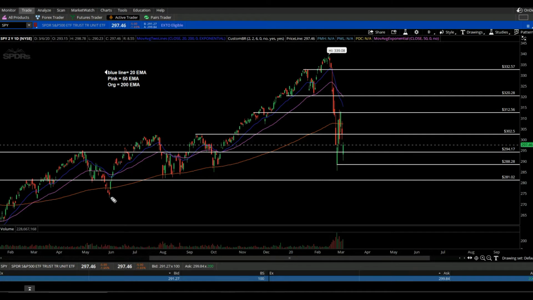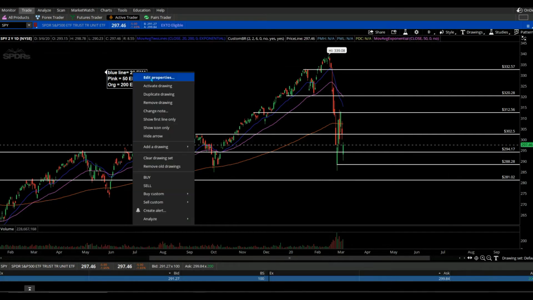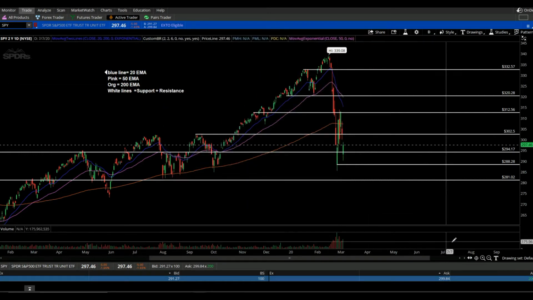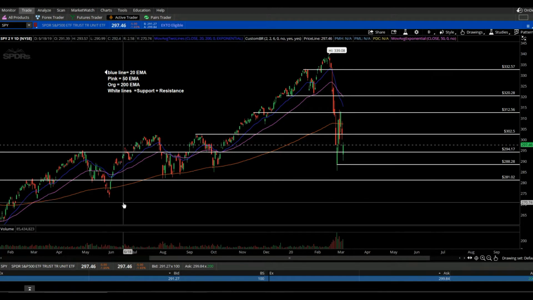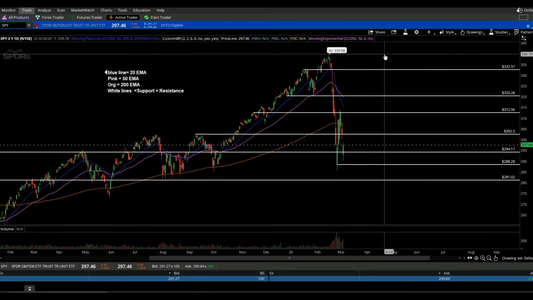So the other thing I have on the screen is these white lines. Let's add that in. Maybe we can just edit this one. All right, and the white lines are support and resistance. So how did I find these areas?